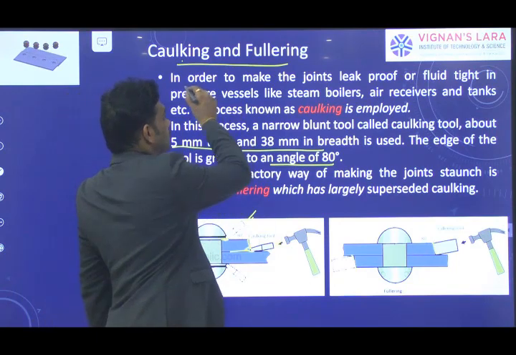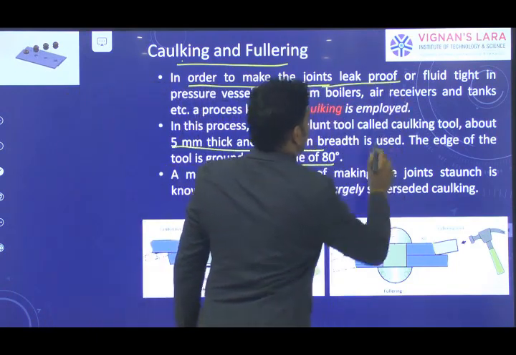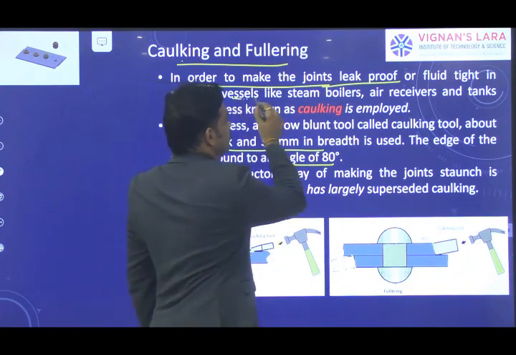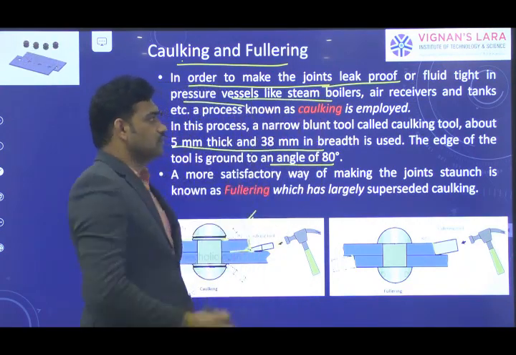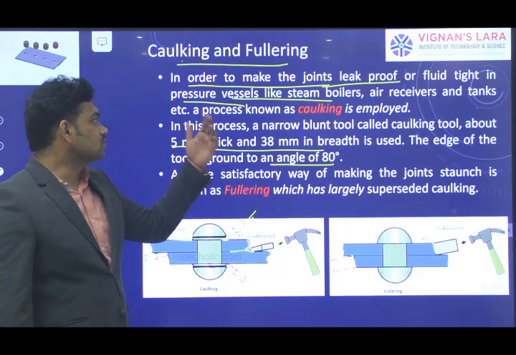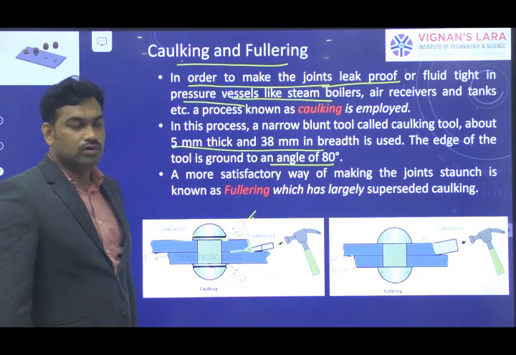So here, in order to make the joints leak-proof or fluid-tight, like pressure vessels, steam boilers, air receivers or tanks, the caulking process is going to be employed.